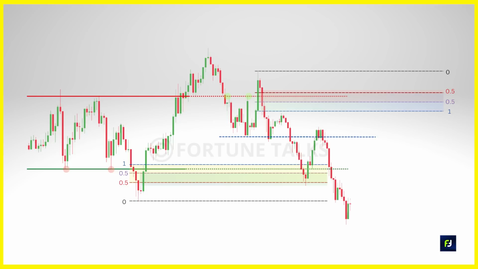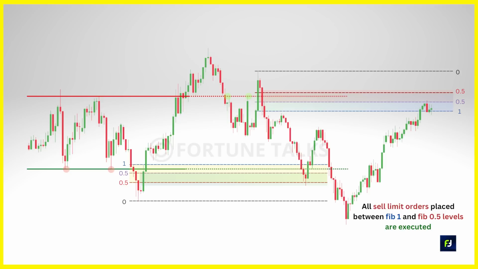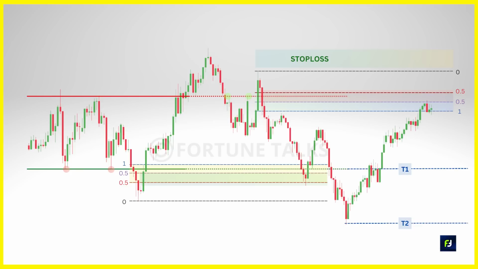Keep in mind that our bearish trade setup is still active, and after a while, price reversed sharply and started to rise again. It came back to fill the price inefficiency and it tested all the sell limit orders placed between Fib 1 and Fib 0.5 levels. In this case, our stop loss can be placed above the high of the IFC candle. Our target can be set as the previous low formed. And as you can see, the price moved lower and hit our take profit level.